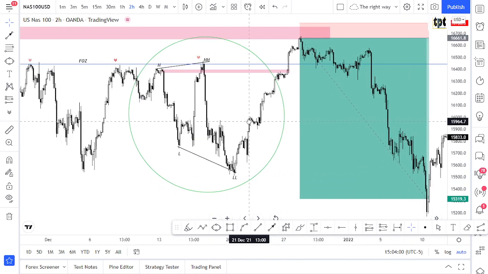So basically, ladies and gentlemen, this is the bearish diamond setup, and I want you to backtest and see where it works perfectly.